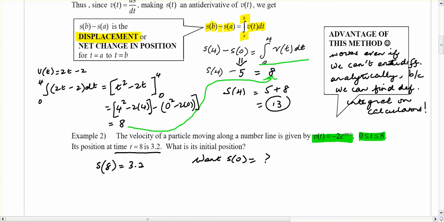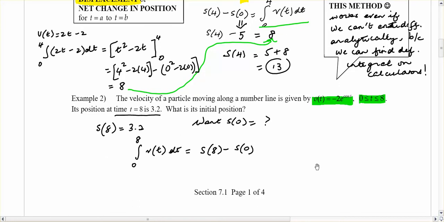Okay, so when we're looking for s of 0, we know s of 8. We're going to set up an equation. If we take the integral from 0 to 8, we pick 0 to 8 because we know the position at 8 and we want the position at 0. So those are going to be our limits. The definite integral of v of t dt from 0 to 8 is going to be antiderivative or position at the upper limit minus antiderivative, which is position at the lower limit.